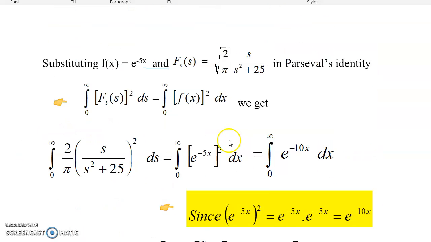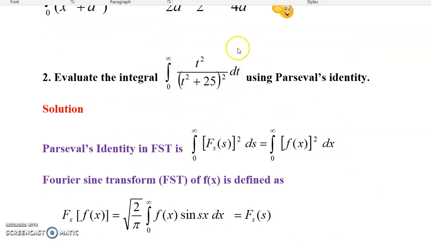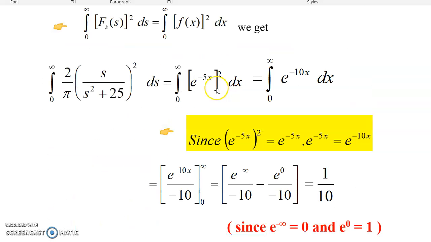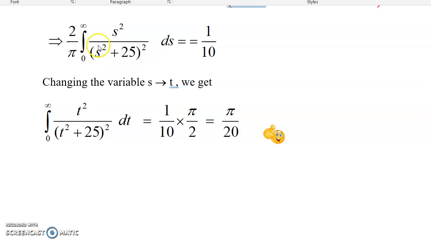Now look at the question. Here you have the same term, but of course in terms of t. So we just need to change the variable name alone, changing s to t. Here you have the integral from 0 to infinity of t squared divided by t squared plus 25, the whole squared, dt. Just the s terms have become t, equal to 1 by 10 into, taking this 2 by pi to the right side as pi by 2. The final answer is going to be pi by 20. This is the integration which we need. The final answer is pi by 20.